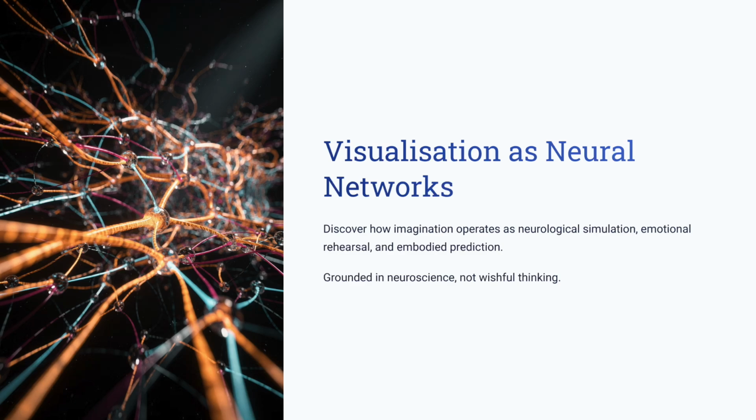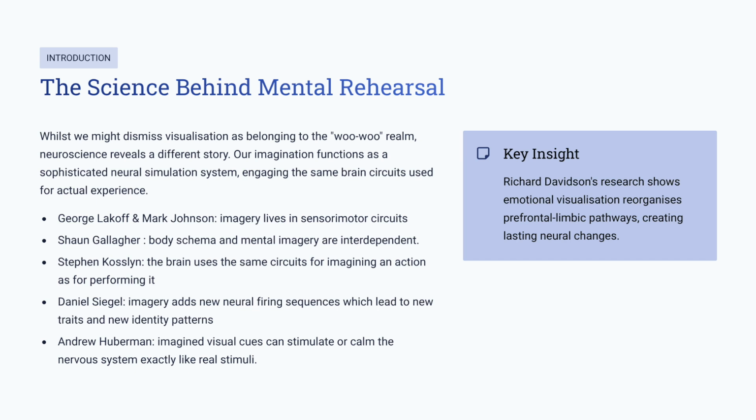Dear friends, in our last video, we connected neural networks concepts to strategies for embodying our new self. However, once our nervous system can recognize our new identity, we can help our brain detect its new surroundings, areas of focus, and overall demeanor. We might think of visualization as something from the woo-woo realm, but our imagination works as neurological simulation, emotional rehearsal, and embodied prediction. Are we sure it's not woo-woo? Yes, and neuroscience proves it.